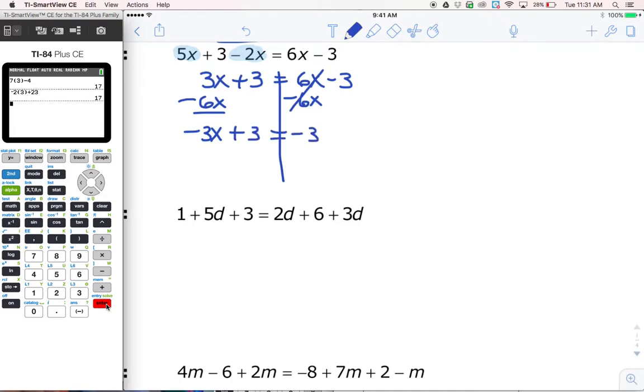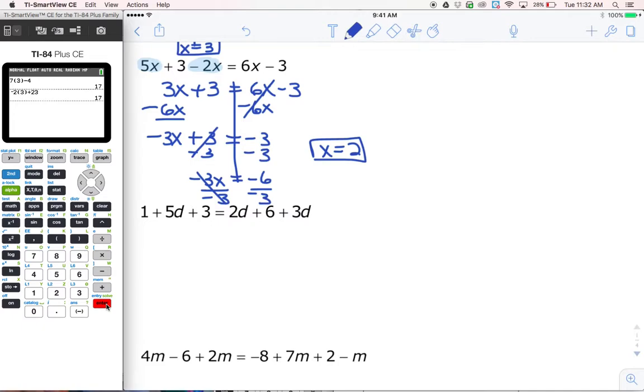Lots of 3's. To get rid of this positive 3 on the left, I'm going to subtract 3 from both sides. So now I've got negative 3x equals negative 3 minus 3, which is negative 6. To finish this off, we're just going to divide both sides by negative 3. So I'm left with x is equal to 2. Negative 6 divided by negative 3 is 2.